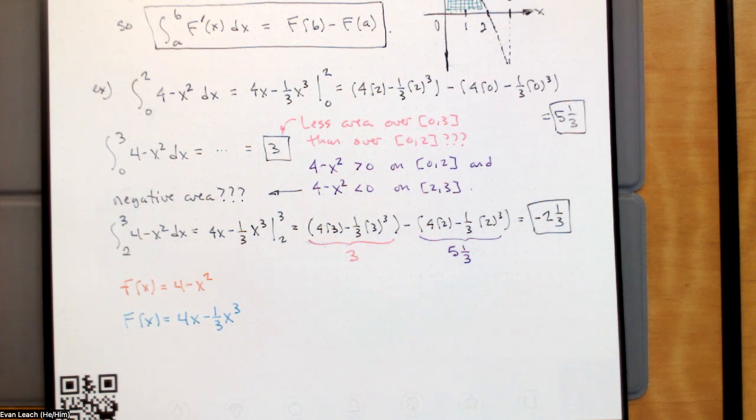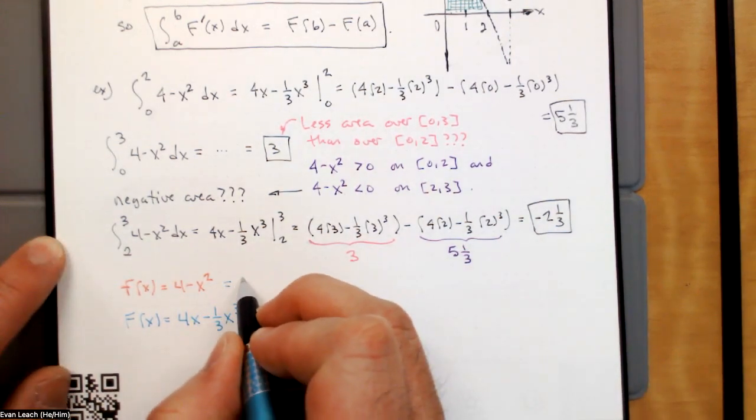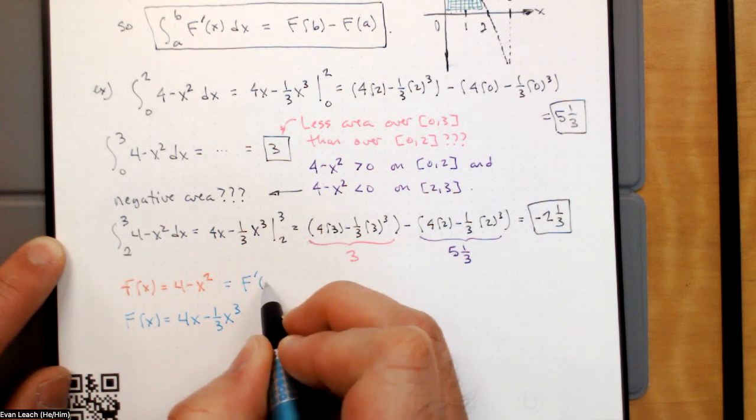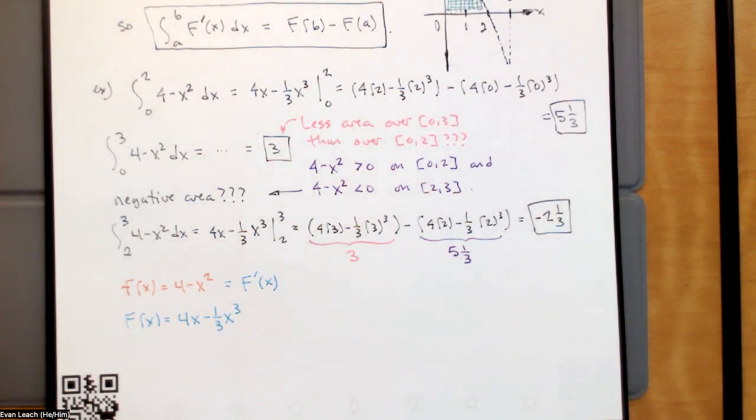We got capital F by doing an antiderivative. So what this means is if I take the derivative of capital F, I should end up back at little f. So what we notice is this is how we got this in the first place: little f is the derivative of capital F.